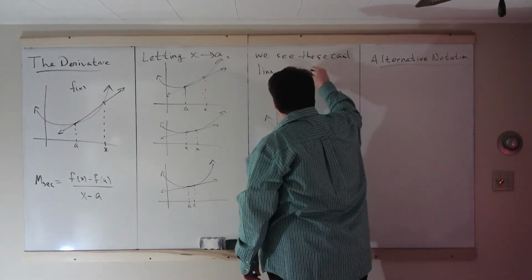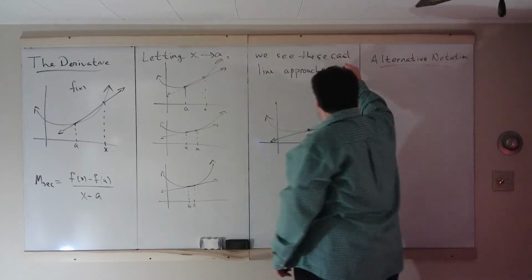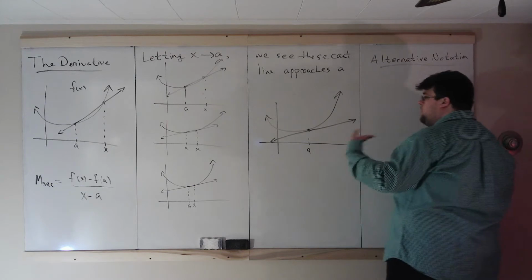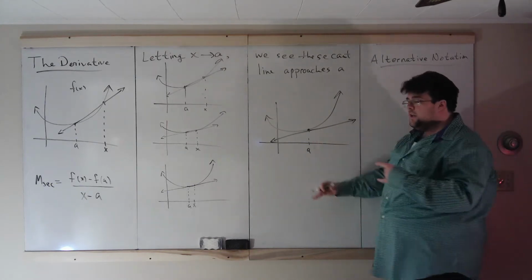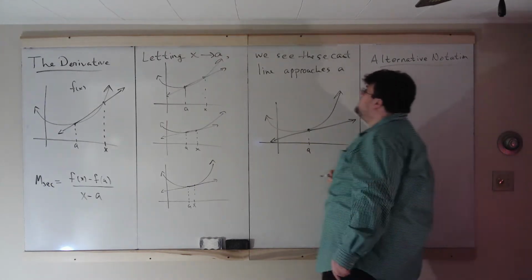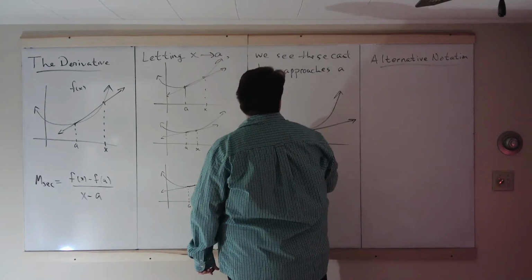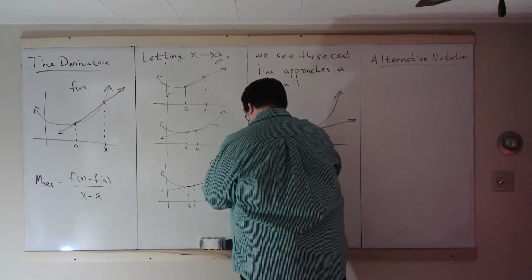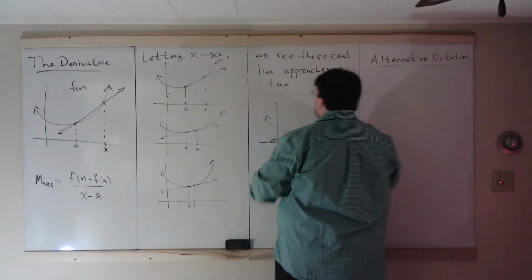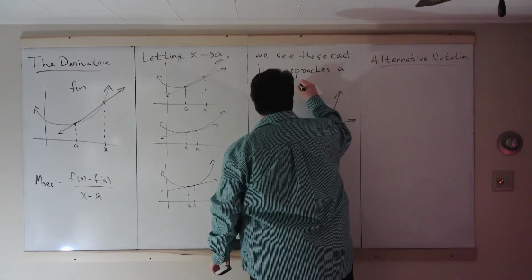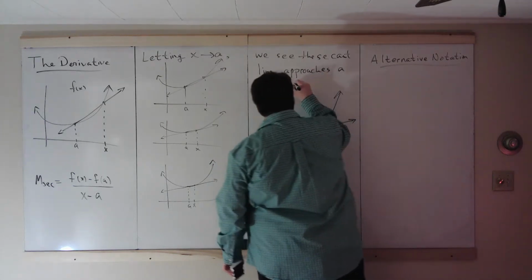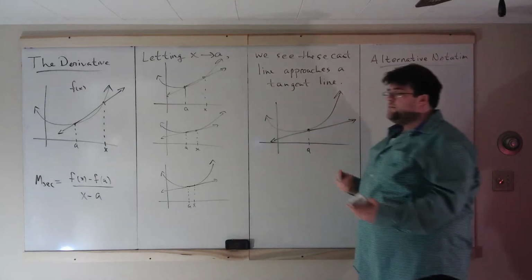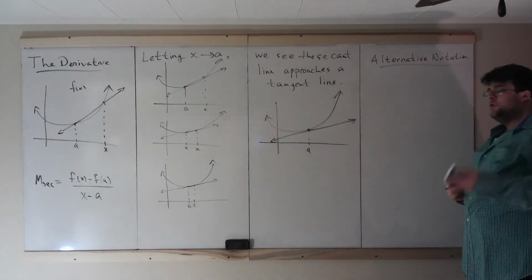What does it approach? Well, this line is now touching this curve at 1 point, at just A. This line is tangent to this curve. So we see the secant line approaches a tangent line. I should spell tangent correctly. So in the limit, this secant line is going to approach a tangent line.